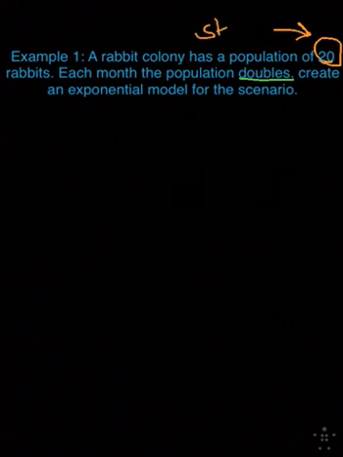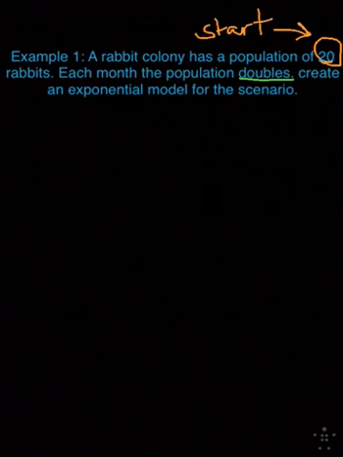So a rabbit colony has a population of 20 rabbits. Each month, the population doubles, creating an exponential model for this scenario. So basically, an exponential model is just an equation. They told you it has a population currently of 20. That's important. And it doubles each month. That's also important. So thinking about 20, this would have to be my starting amount, my initial amount, all right? That's how much you start with.